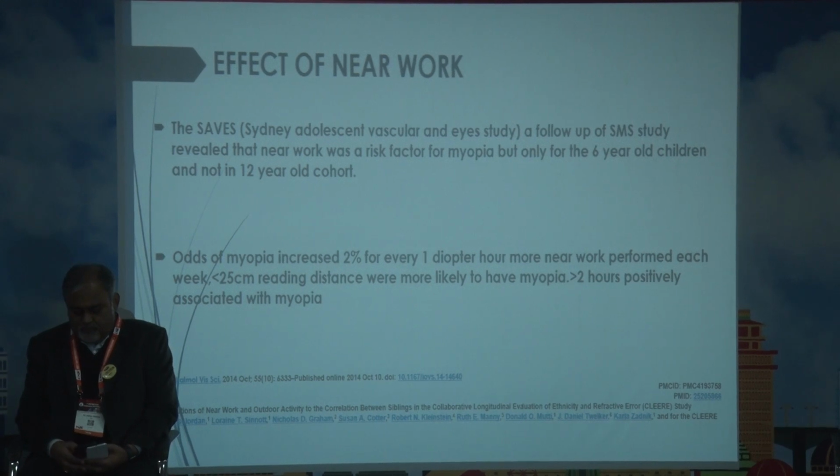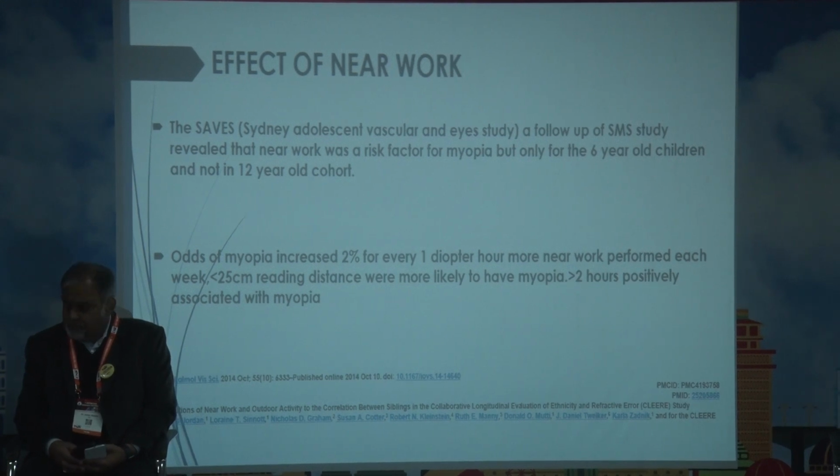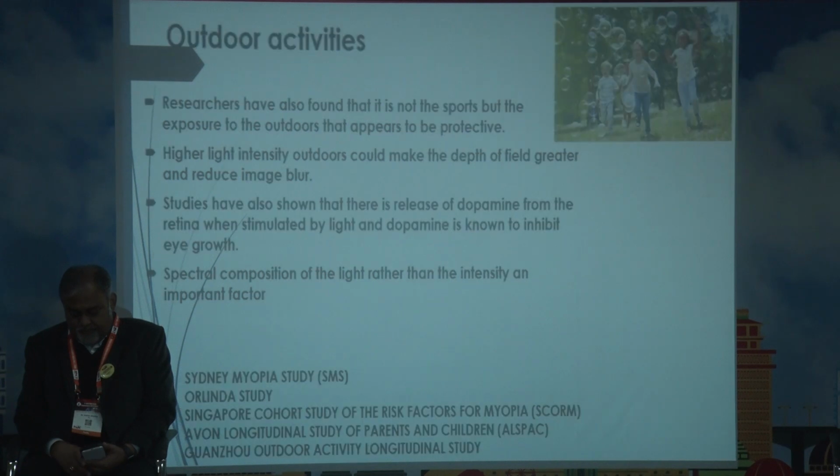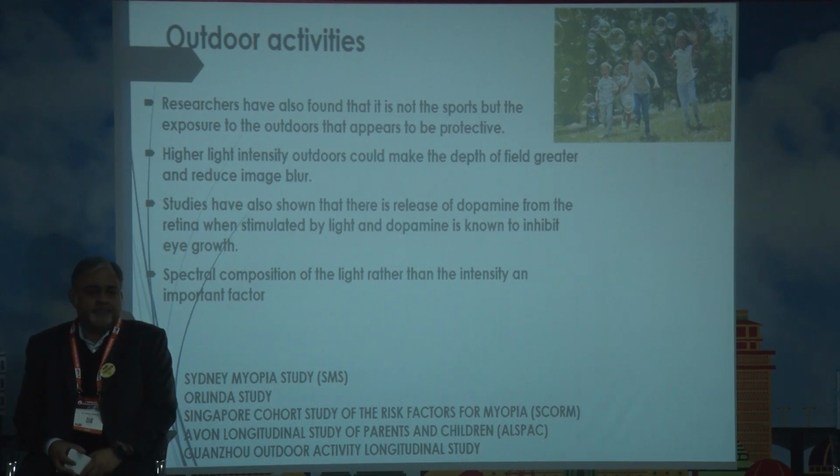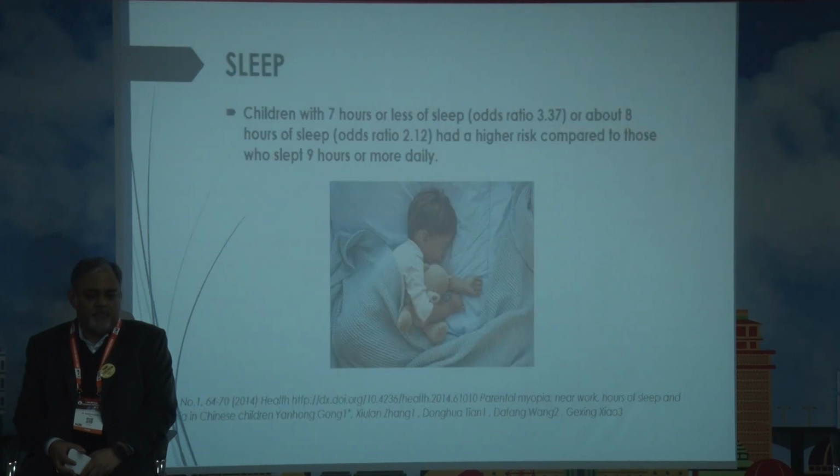The odds of myopia increase 2% for every 1 diopter of near work, and also when the child keeps the book at less than 20 centimeter reading distance, the myopia increases. Researchers have found that it is not the sports but the exposure to the outdoors that appears to be protective, and they found that it is the spectral composition rather than the intensity. They found that outdoors releases dopamine, which is known to inhibit eye growth.